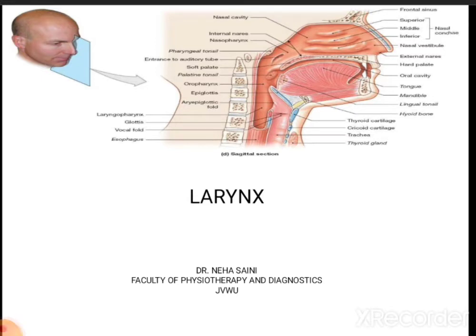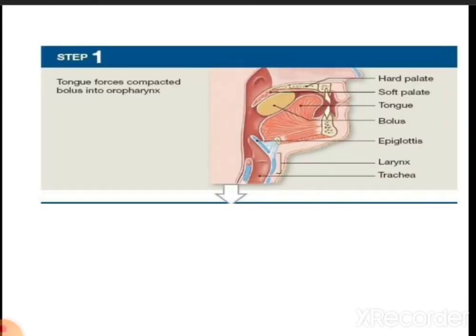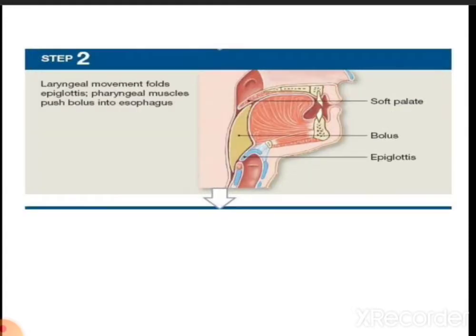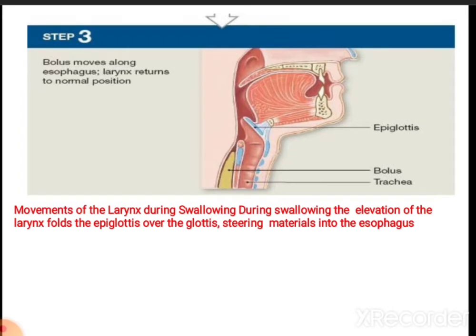Here I am going to tell you about the anatomy of the larynx. When we swallow any substance through the food pipe, how does it enter? Step 1: the tongue forces the compacted bolus into the oropharynx. Then the laryngeal movement folds the epiglottis. Pharyngeal muscles push the bolus into the esophagus and the bolus moves along the esophagus. The larynx returns to the normal position.